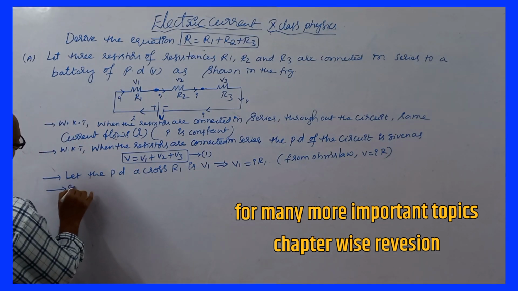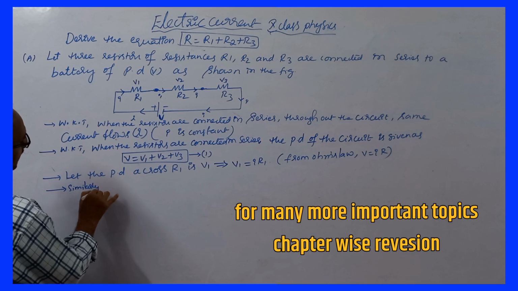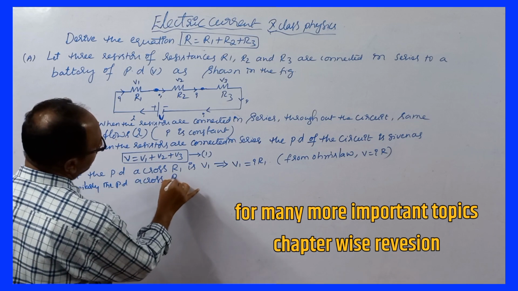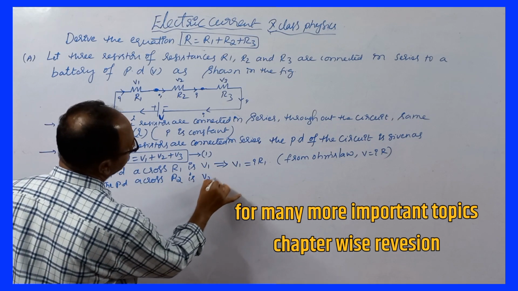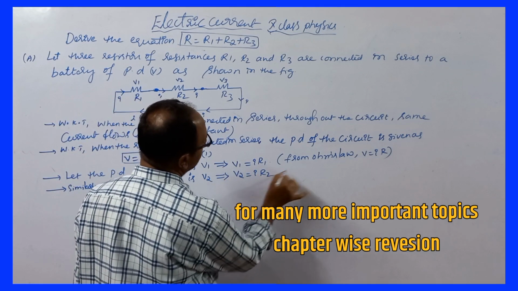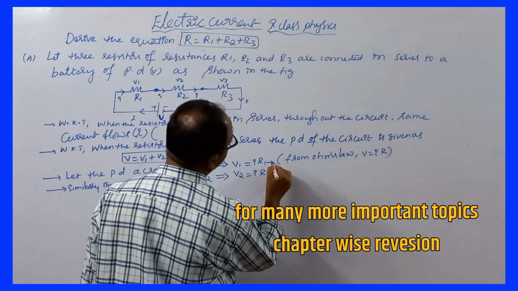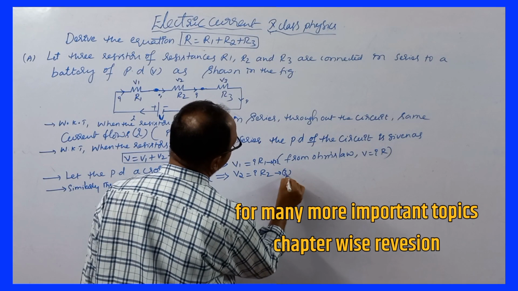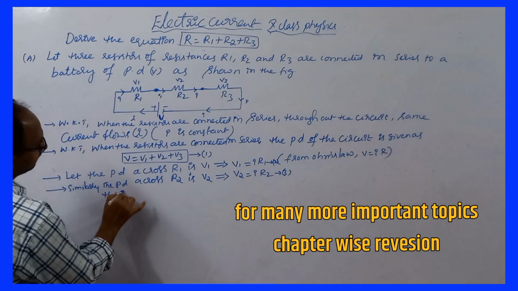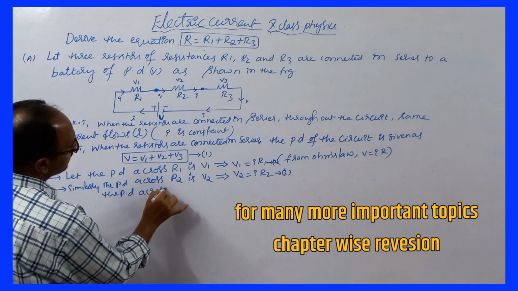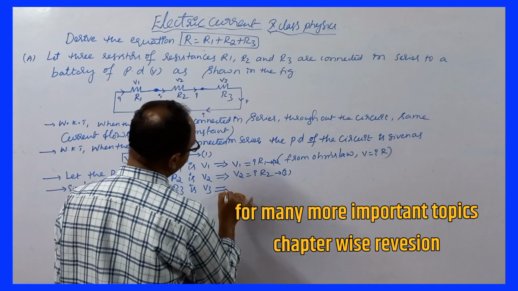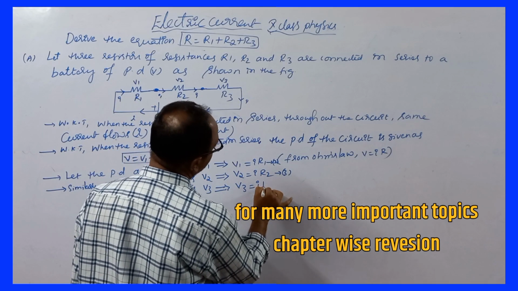Similarly, the potential difference across R2 is V2. From Ohm's law, this can be written as V2 is equal to I R2. It is equation number 3. The potential difference across R3 is V3. This implies V3 is equal to I R3.